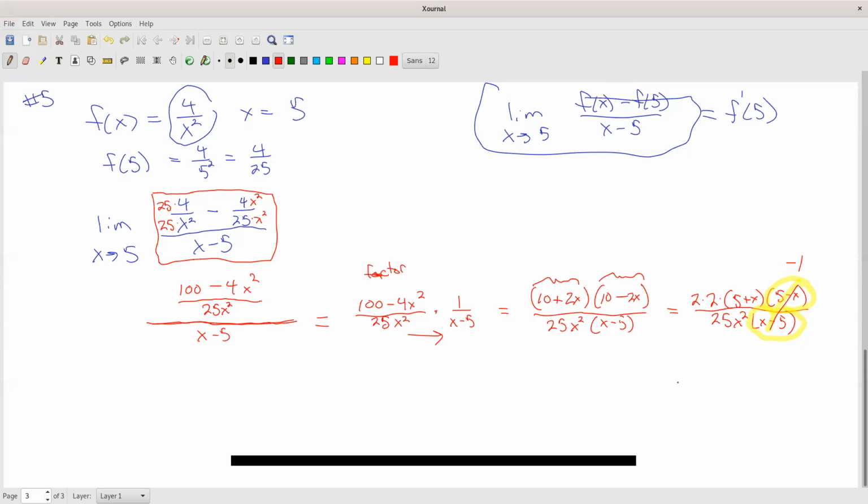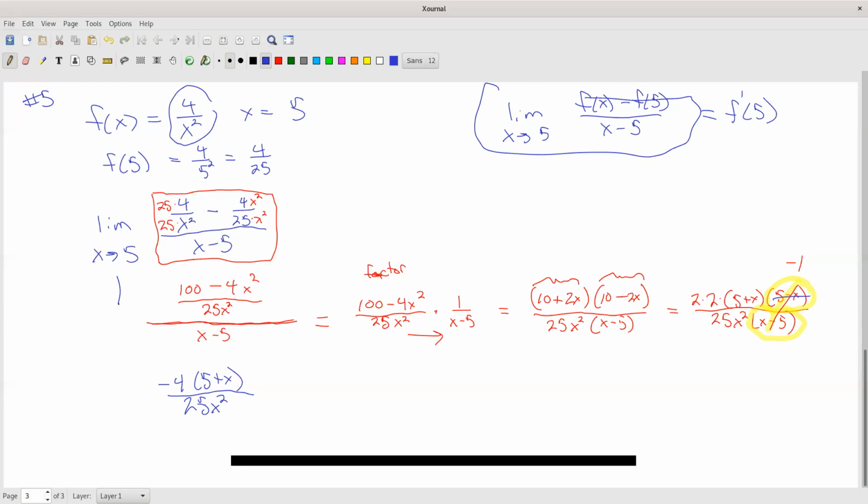And that was helpful. So what do I have now? Negative 1 times 2 times 2. So we have, let's switch color. We have a negative 4 times 5 plus x. And that one's gone. And then in the bottom, we have a 25x squared. And that's about all I can do.